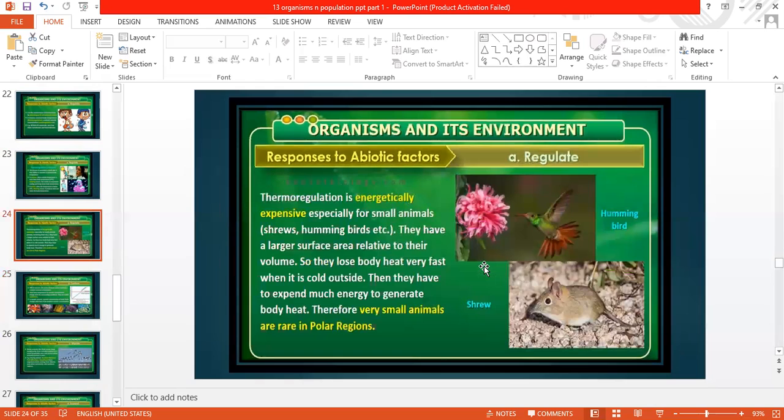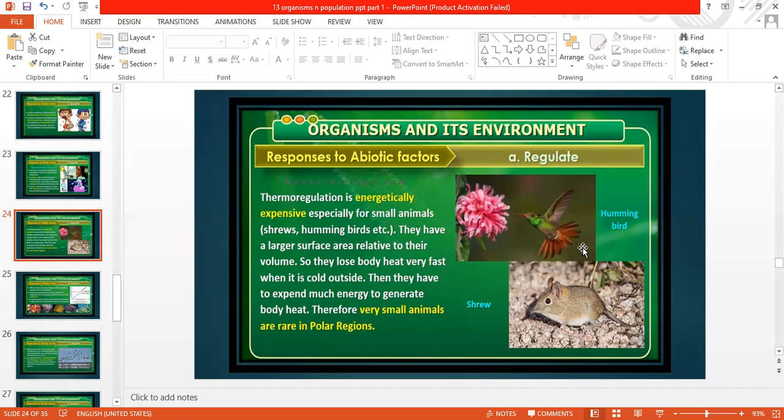Now, we all know that thermoregulation is an energetically expensive process. Children, you will never find small animals in cold areas. In cold regions, small animals are rarely found. For example, shrews and hummingbirds, you cannot see in cold areas. Do you know the reason why?